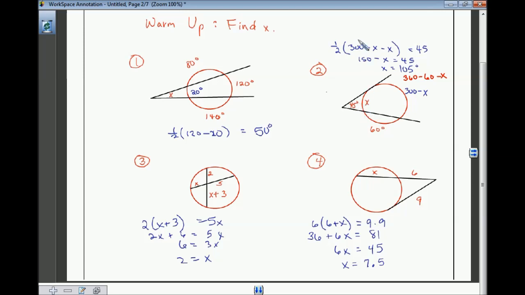So this angle of 45 degrees is equal to 1/2 the difference of the larger arc minus the smaller arc. So 300 minus x is the larger arc, minus x is the smaller arc. So this would simplify to 300 minus 2x, which we can actually take half of. You could also multiply both sides by 2 to get rid of that 1/2. And either way you do it, you should have found that x was 105.